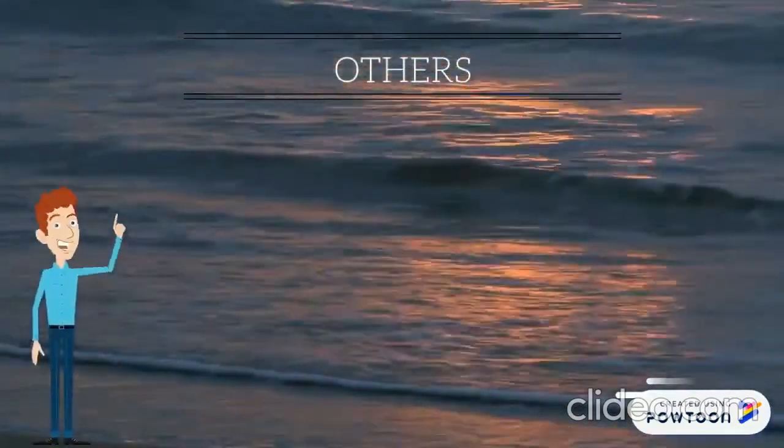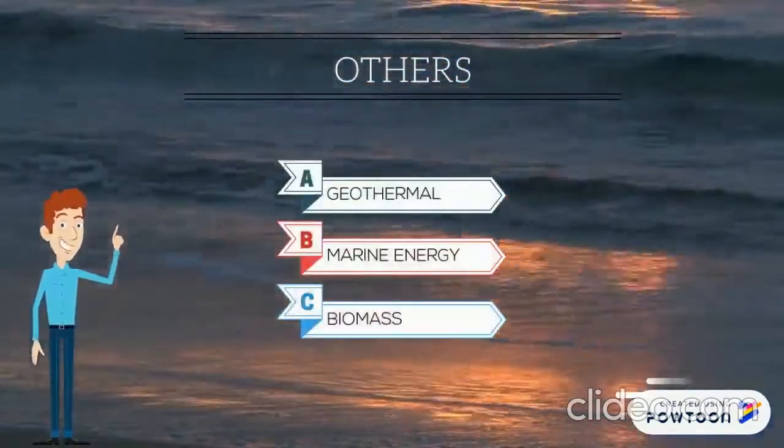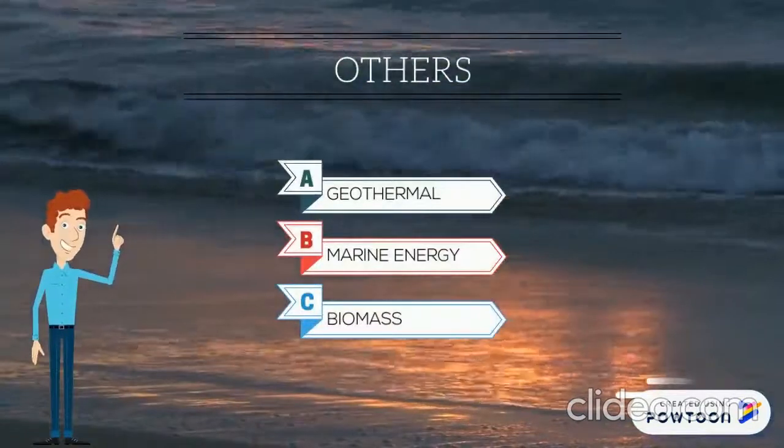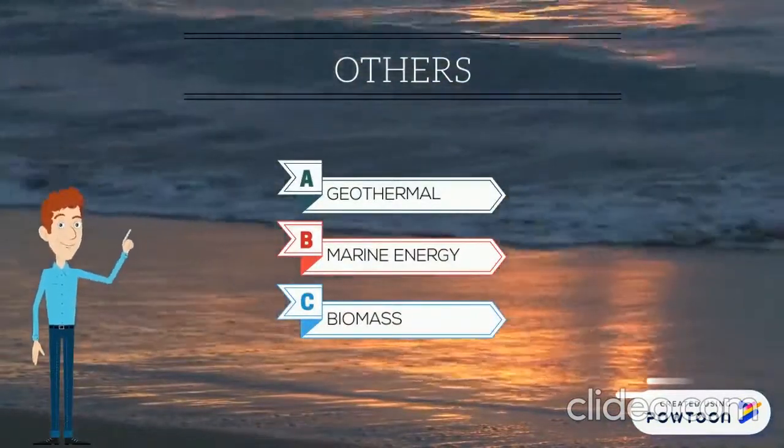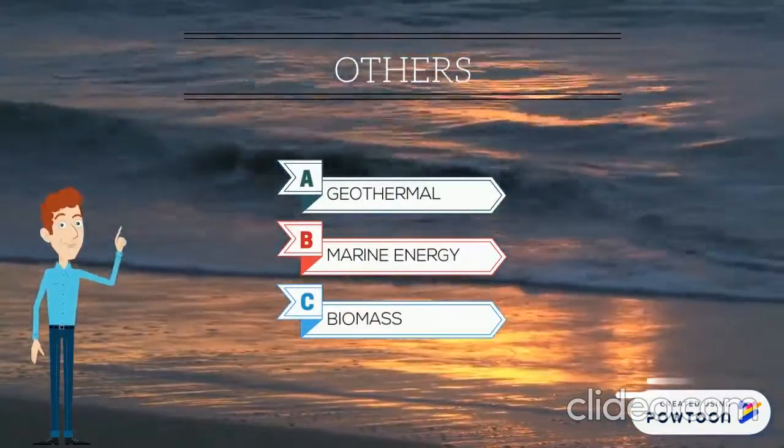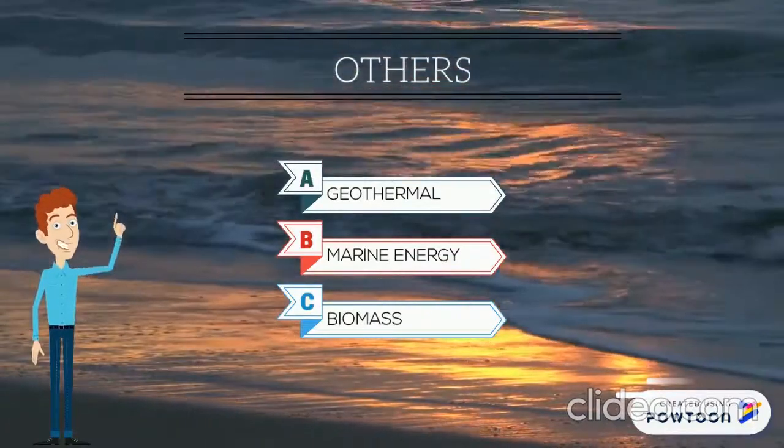Finally, there are other minor types of renewable plants. For example, geothermal, that uses the crushed energy of the underground water, marine energy, that uses the energy of the tides and waves, and biomass by burning bioresidues.